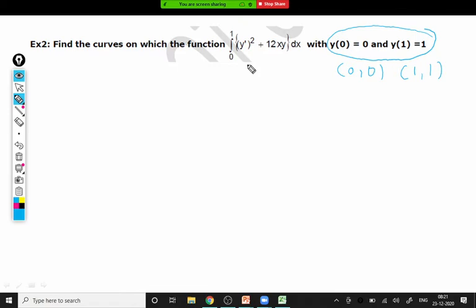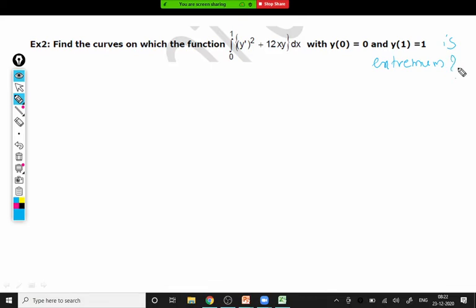Okay, so find the curve for which this function is extremum, a word is missing here. The question is incomplete. Find the curve on which this functional is the extremum. So that is about the question here.